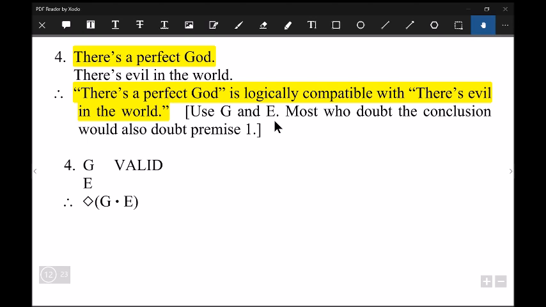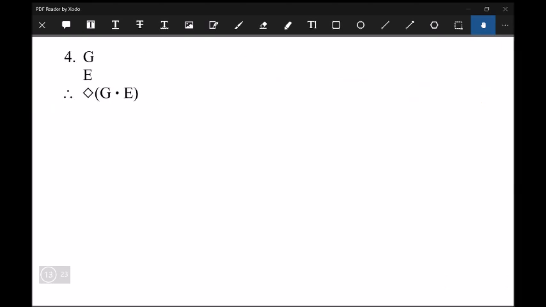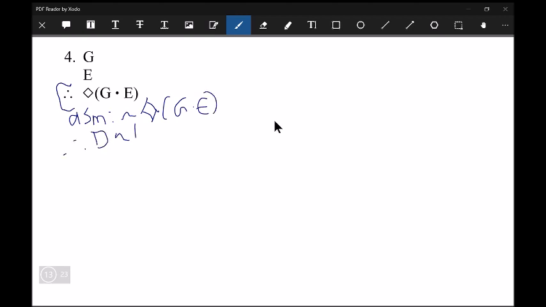Yeah, the next one is. So this is valid, though, although it's question begging, and the proof is very simple. Assume the opposite. Not possible G and E. Reverse squiggle, therefore necessary not G and E. And then, well, no diamonds to drop. So what do we do? We drop the box in the actual world, not both G and E. But G is true, so they're not both true. The first is, therefore the second is not.